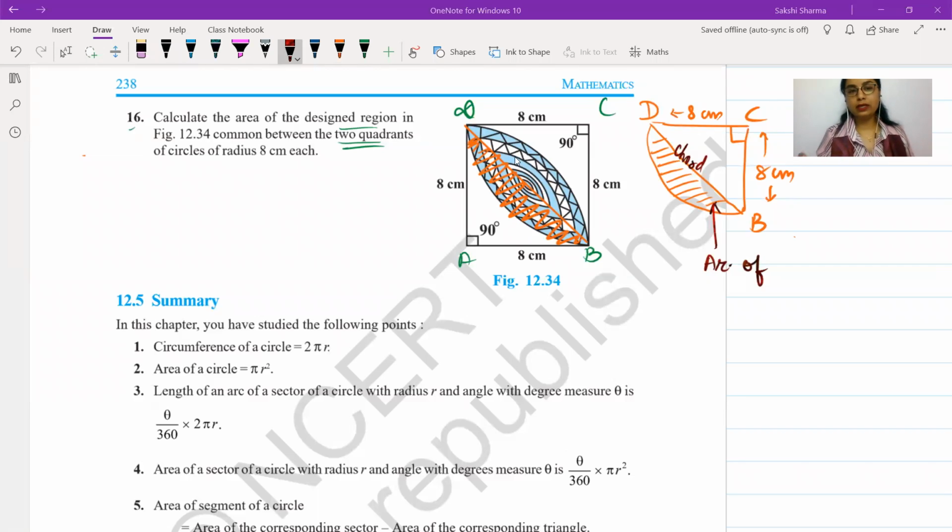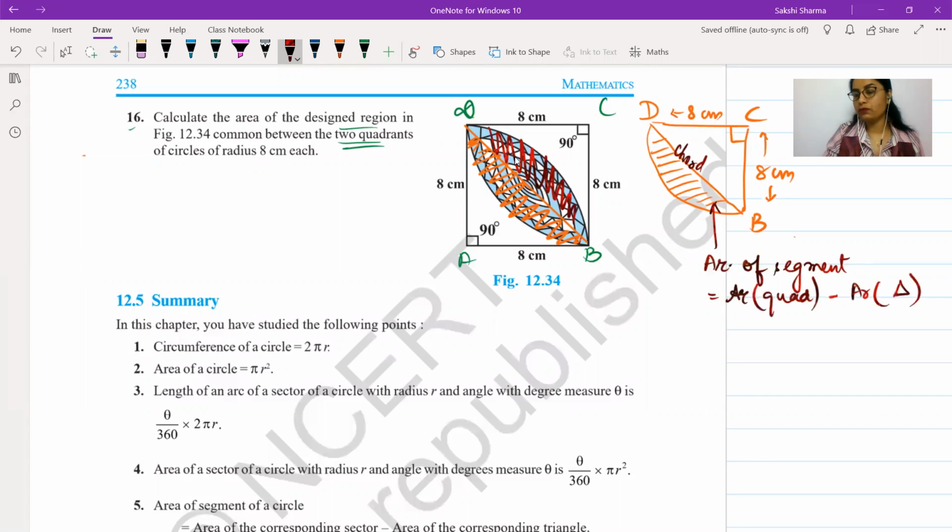What are we going to do to find out the area of this designed region? We are going to find out the area of the two segments here. So we will be doing it first for this portion and then multiply it with 2. You can calculate the area of just one segment; whatever the area of this portion is, the area of this portion will be the same. And if we look closely, if we draw one quadrant, then this acts as a segment of the circle, and its area can be calculated as the area of the quadrant minus the area of the triangle. And you just need to double this area to find out the whole area.